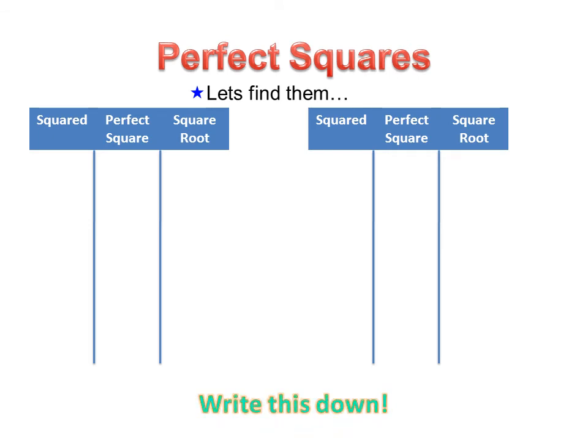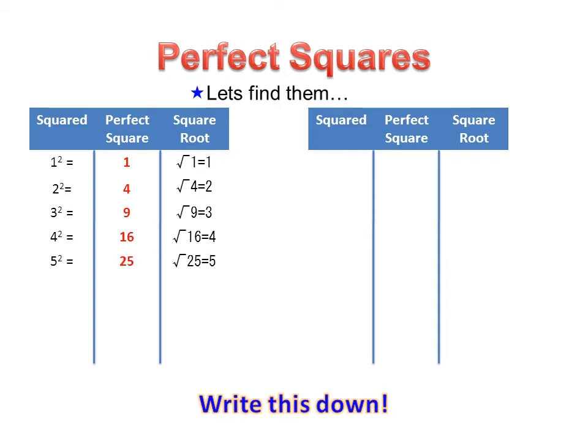So perfect squares, let's find them. Write these down. We should be writing notes. 1 squared is equal to 1. The square root of 1 is 1. 2 squared is equal to 4. So the square root of 4 is 2. 3 squared is equal to 9. The square root of 9 is 3. 4 squared is equal to 16. The square root of 16 is 4. 5 squared is 25. So the square root of 25 is 5.